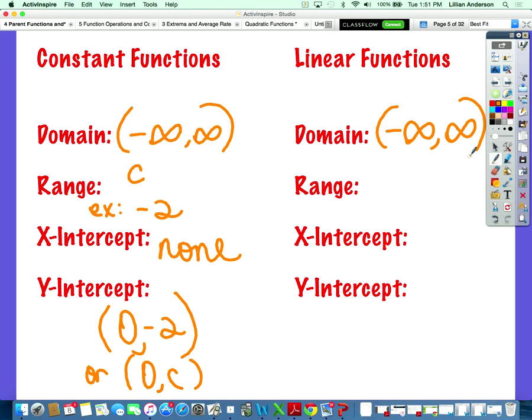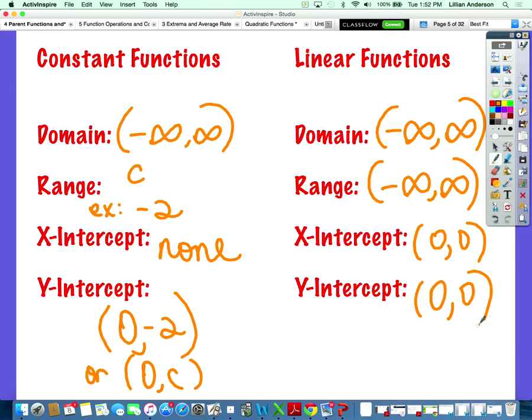What about the range? Range relates to your y's. Marshall. It's the exact same. There are no holes, there are no gaps at any point of the y on the y-axis. What about an x-intercept? Where does that graph cross the x-axis? Steven? The origin, which is known as what point? 0, 0. Very good. So remember, all x and y-intercepts are written as points. What about the y-intercept? It's 0, 0.